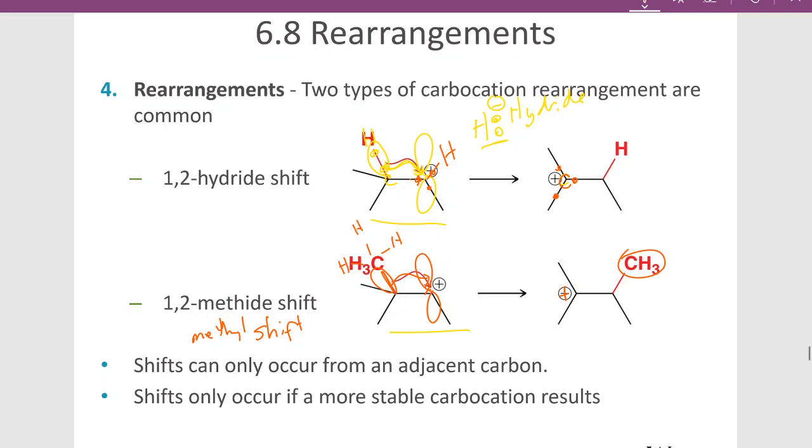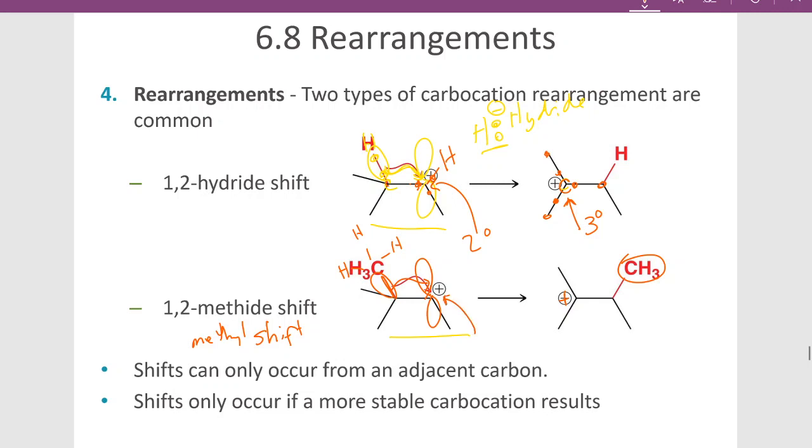So why does this happen? Because notice that this carbon on the top had 2 other carbons attached, so it was secondary. When the hydrogen shifts over, it shifts the positive charge to the neighboring carbon. Now the carbon with the positive charge has 3 carbons attached. 1, 2, 3. So now it is tertiary. Okay, so the same thing with the methyl group. The positive charge was on a secondary carbocation, and now the positive charge ends up on a tertiary carbocation. It has 3 carbons attached.